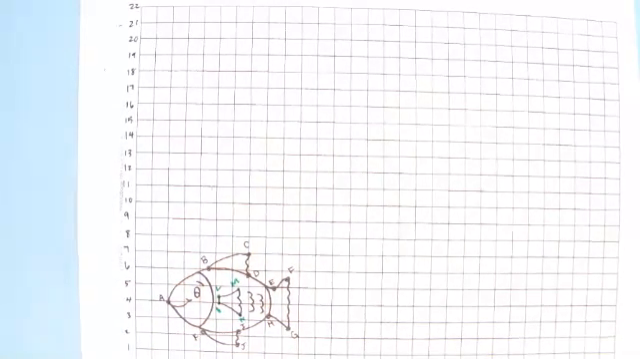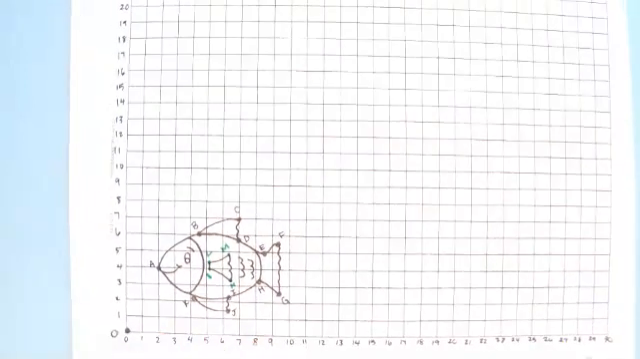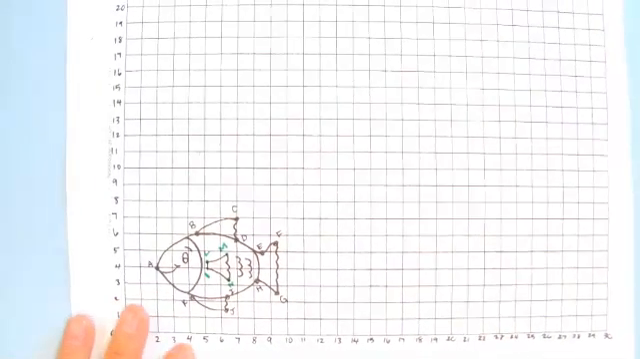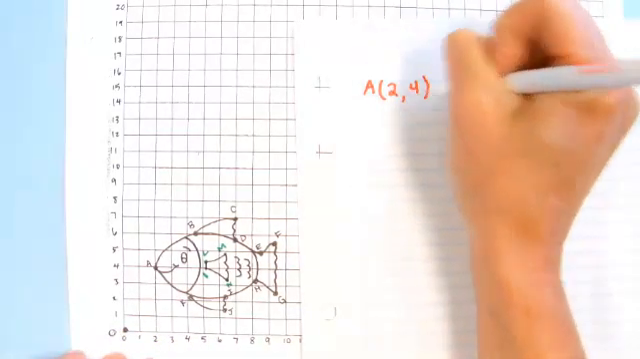Then you are going to dilate your fish by a scale factor of 3. If it's a shark, you do 2. Now, you're going to have to do some work to be able to do this, and you're going to turn this work in. On the back of your sheet or on a separate sheet, list each of the original ordered pairs. For example, point A on my fish is right 2, up 4. So I would list point A as (2, 4).